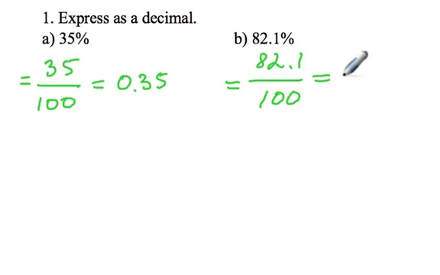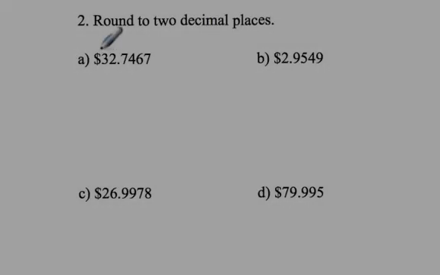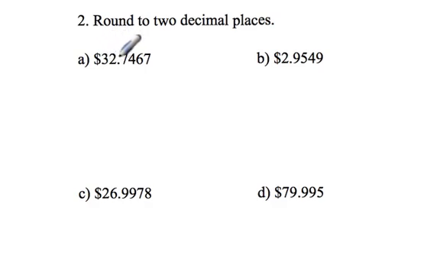which can be expressed as 0.821. Here we have to round a number to 2 decimal places, which means we are going to look at the third decimal place, and that's going to help us determine whether to round up or down. In this case, 6 is more than a 5, so it's going to round to 32.75. So 6 rounded the 4 up.